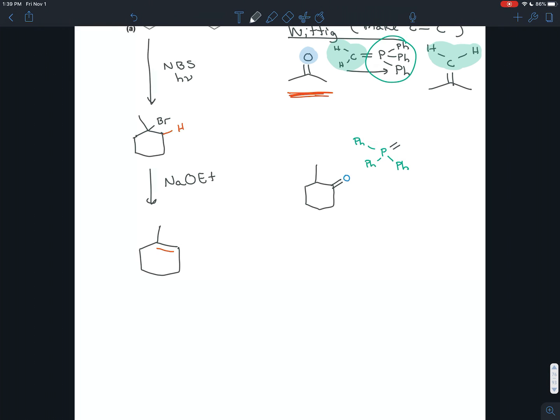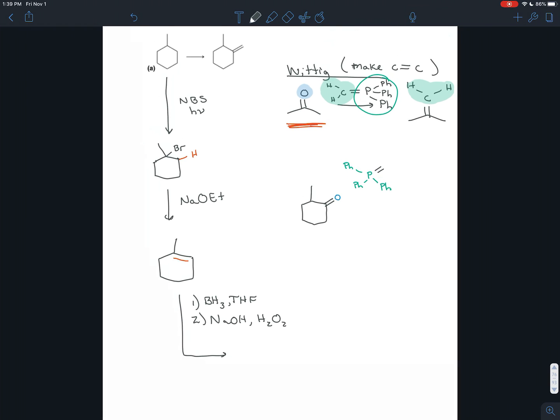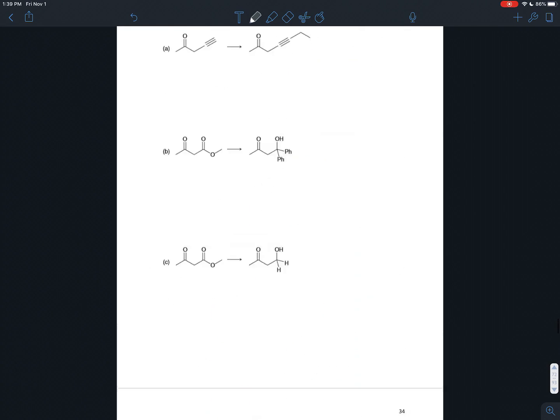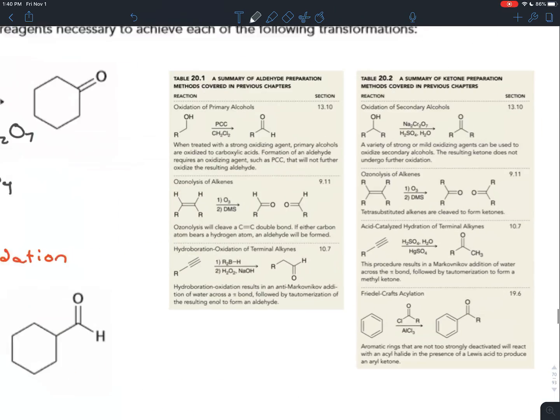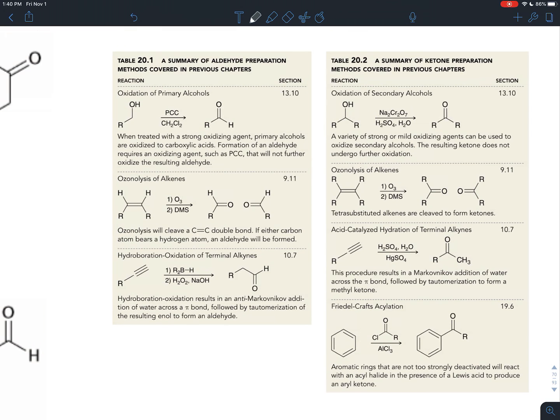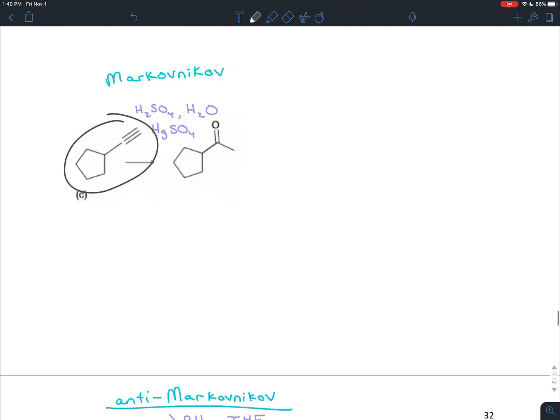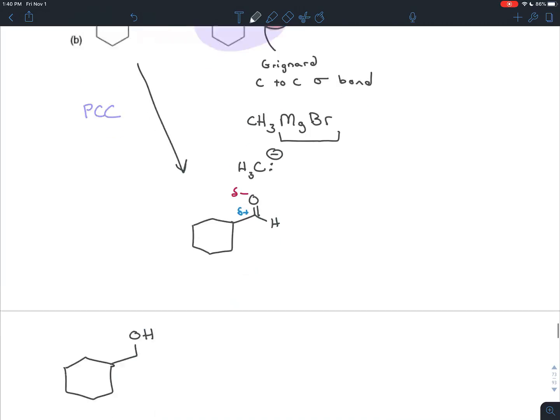So, anti-Markovnikov addition of H and OH, that's hydroboration oxidation. The first step is BH3 and THF, followed by sodium hydroxide and hydrogen peroxide. If that doesn't sound familiar at all, if that sounds foreign, then definitely go back to that previous video where we discussed the different ways of making aldehydes and ketones. We talked about hydroboration oxidation and how it adds an OH in an anti-Markovnikov way.